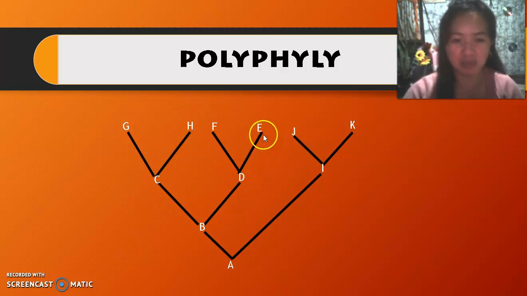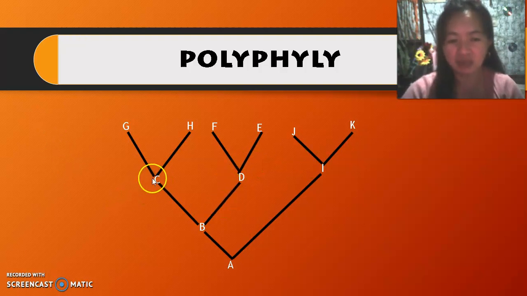The same is true of E and J. These two have different ancestors, so it is a polyphyletic group. Likewise, D and I. They have different ancestors. The ancestor of D is B, while that of I is A. So this is another polyphyletic group.